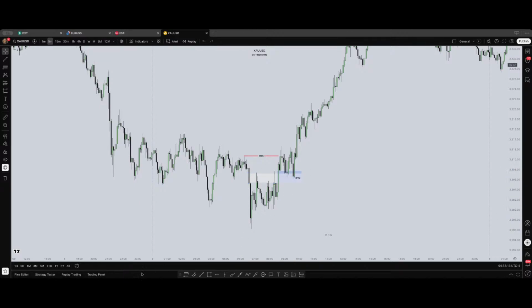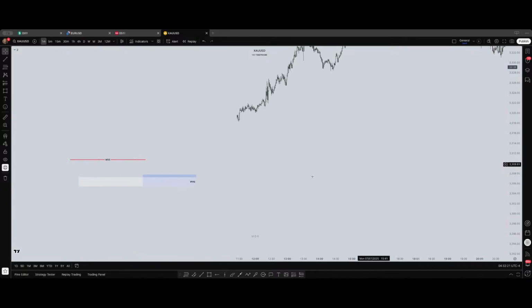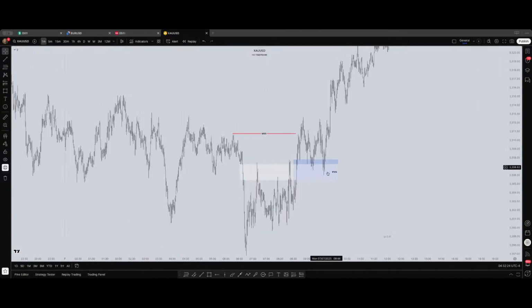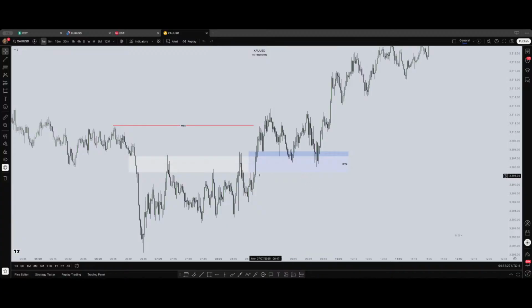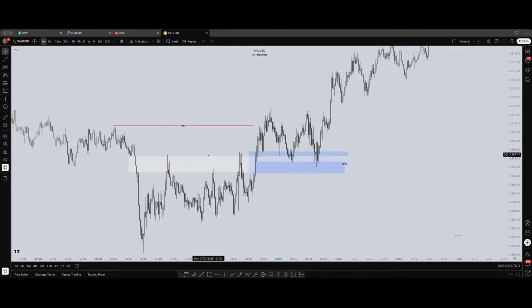Let me check here. If you want to go more sniper, more precise, you go to 1 minute. You can see here also you have a fair value gap here, 1 minute fair value gap, perfectly in the midpoint, right? I'll take off this so you can see better. Okay, and this is 1 minute fair value gap. And this is 5 minute.